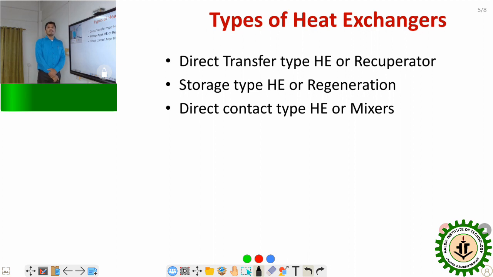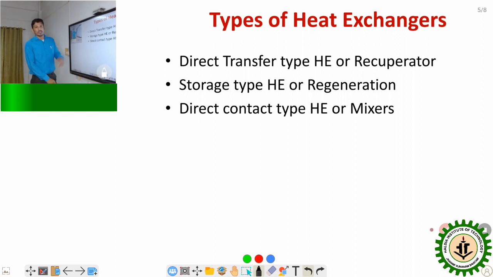Next, different types of heat exchangers. In abbreviations, the heat exchanger we have written here as HE. Okay, the first one is the direct transfer type heat exchanger, which is also known as the recuperator. The second one is the storage type, which is known as the regenerator. And the third one is the direct contact type. So the first one I will talk about now is the direct transfer type heat exchanger, also known as the recuperator. So what is that?